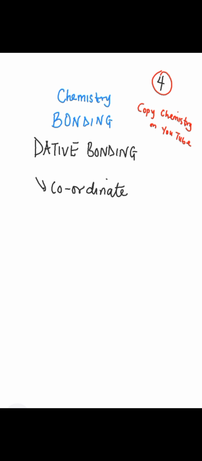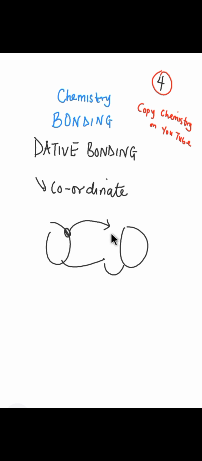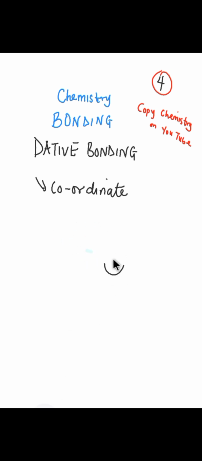Remember what happens in covalent bonding? Two atoms contribute electrons and then they share them equally. But for coordinate covalent, also known as dative bonding, one of the atoms gives the electrons and then both of them share it. You see that? So that means for dative bonding only one is contributing.